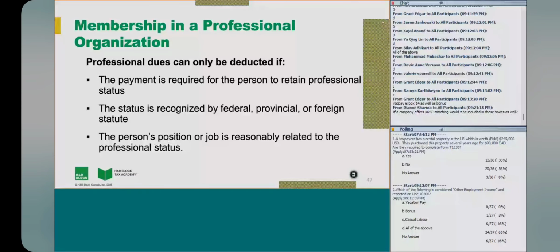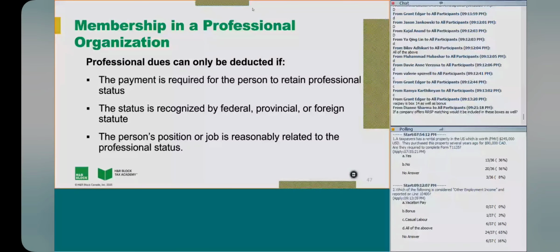So, for example, the Canadian Library Association is a professional association, but membership is not required to maintain professional status as a librarian, and the status as a librarian is not recognized by statute. By contrast, provincial nursing associations require membership to maintain professional status as a nurse. You can't work in British Columbia without this status, and that status is recognized by statute.